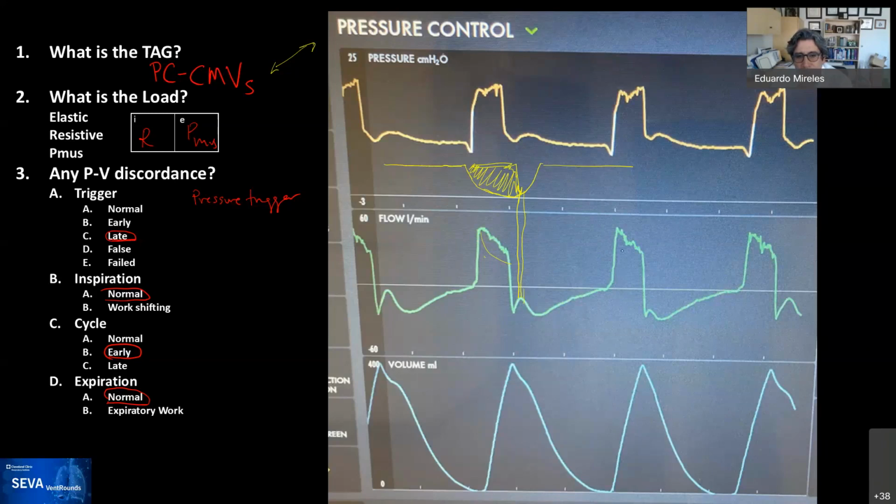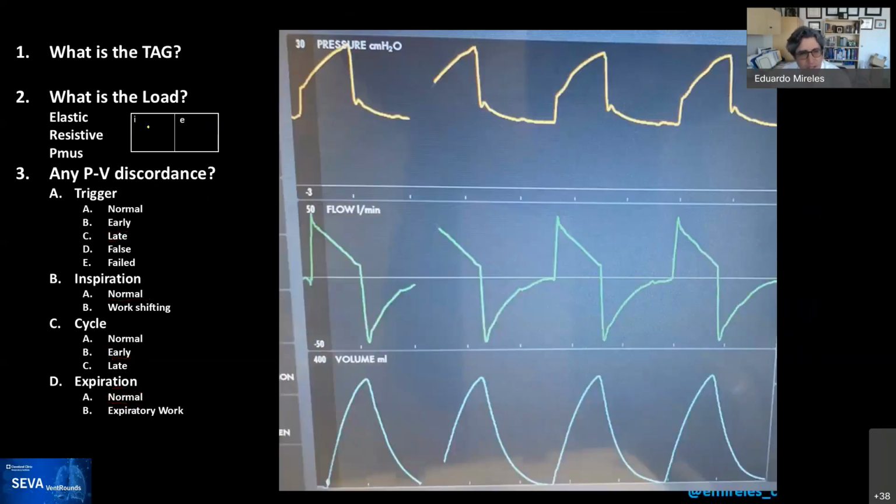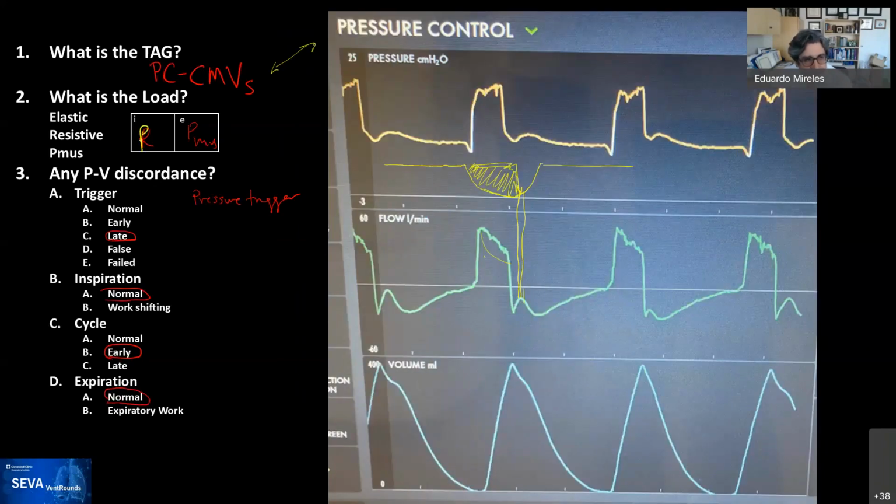And so if there was no PMOS, I would agree with you that this looks like resistive because it's not reaching zero by the end of the breath, but because there's early cycle, this makes me think that this is just PMOS and it's hiding whatever is happening there. Does that make sense, Mike?